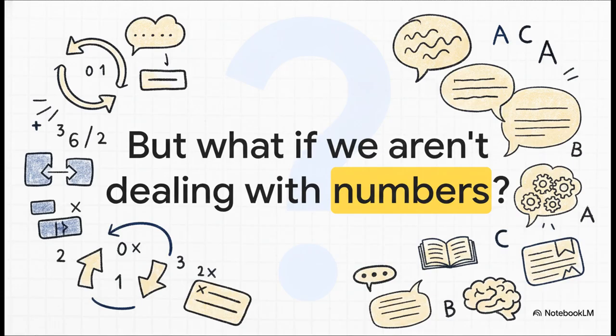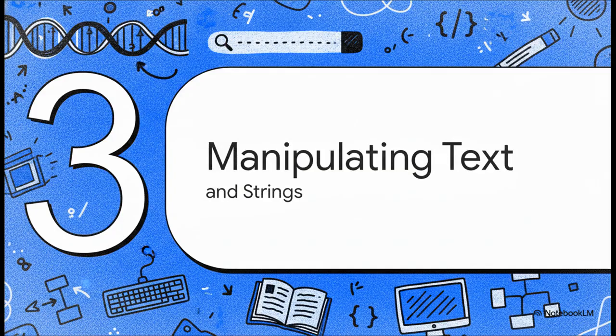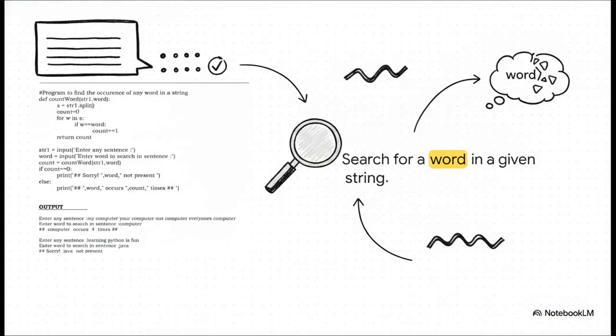But real-world programming usually involves parsing vast amounts of human language, not just integers. Which leads us to Section 3, manipulating text and strings. We're moving from ephemeral math to searching through raw alphanumeric characters.